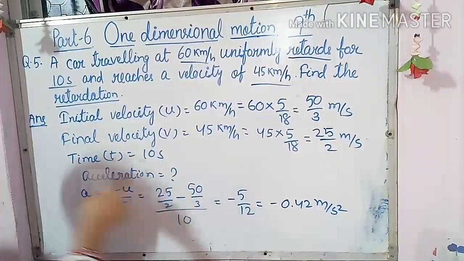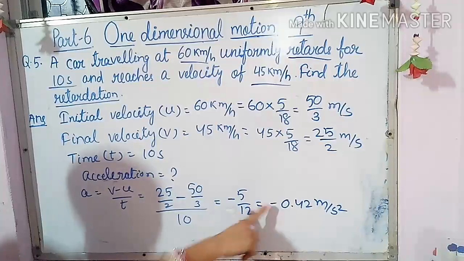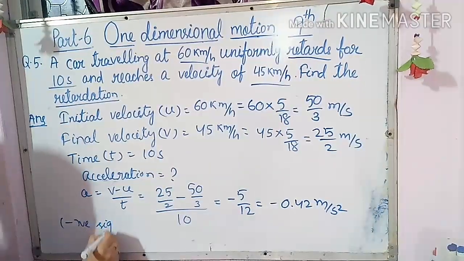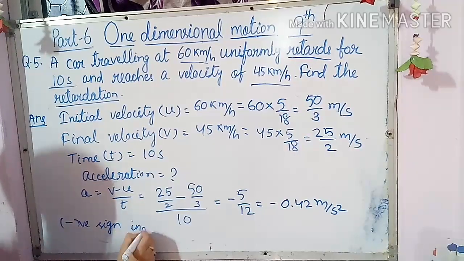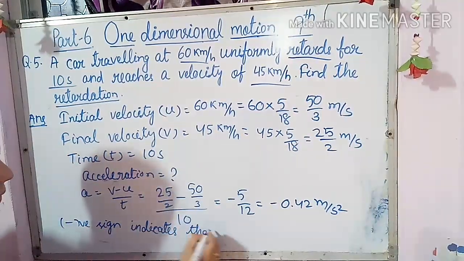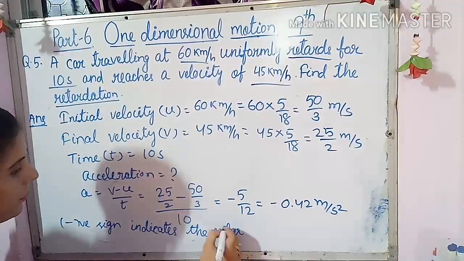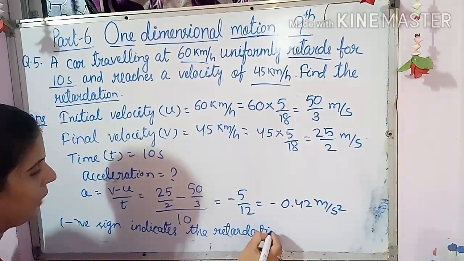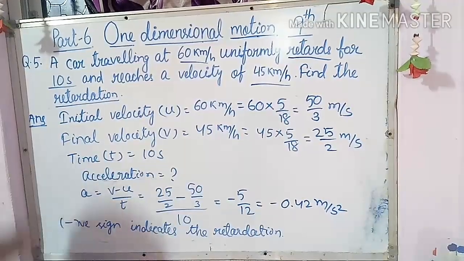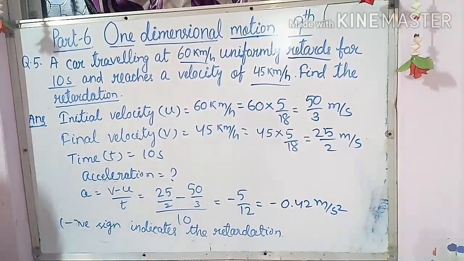So as I told, it is the retardation, so you got the negative sign. You have to write that the negative sign indicates the retardation. You have to write this line also. Now this is over, since it is only asking this, you can write in your note. Now go to the next question.